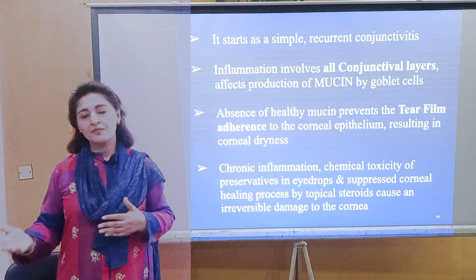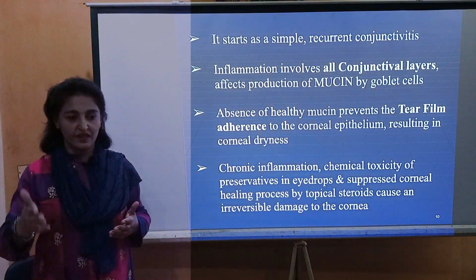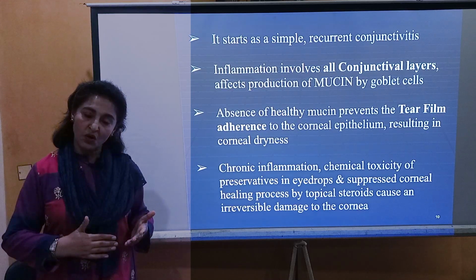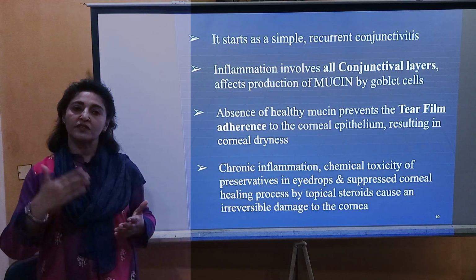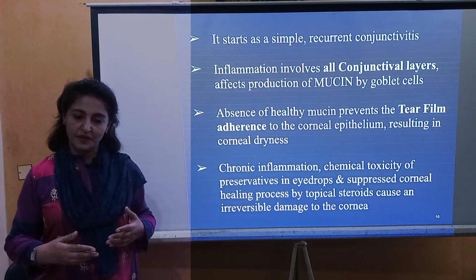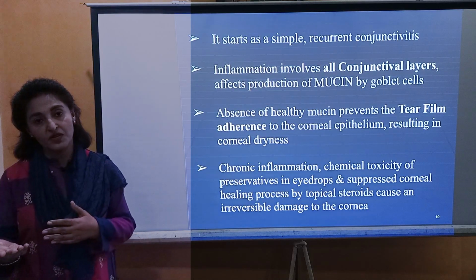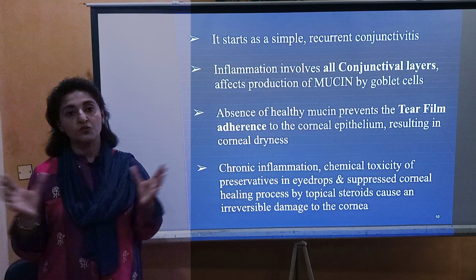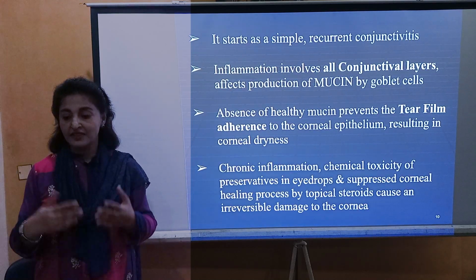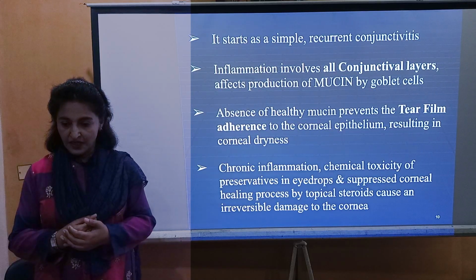So conjunctivitis simply starts as an acute process, and then the inflammation can either stay limited to the epithelium, or it can affect all the structures, the stroma, as well as the lamina propria of the epithelium of the conjunctiva, depending upon how severe the inflammation is, how severe the infection is, what is the load of the bug or the antigens. And there is involvement of all layers of the conjunctiva.